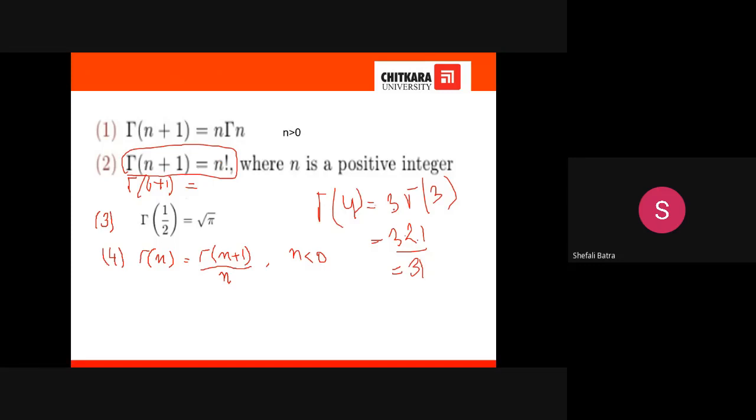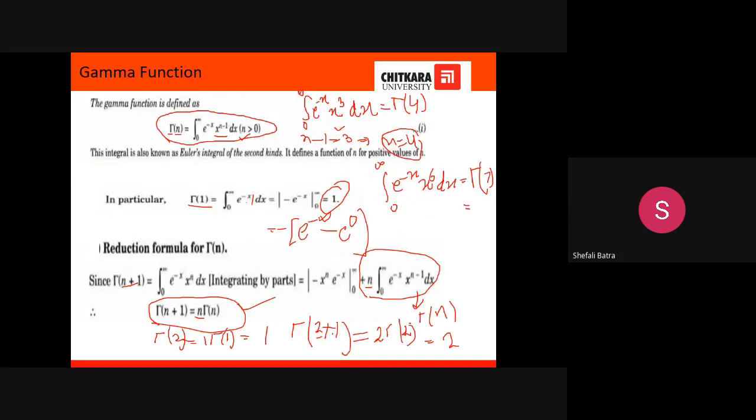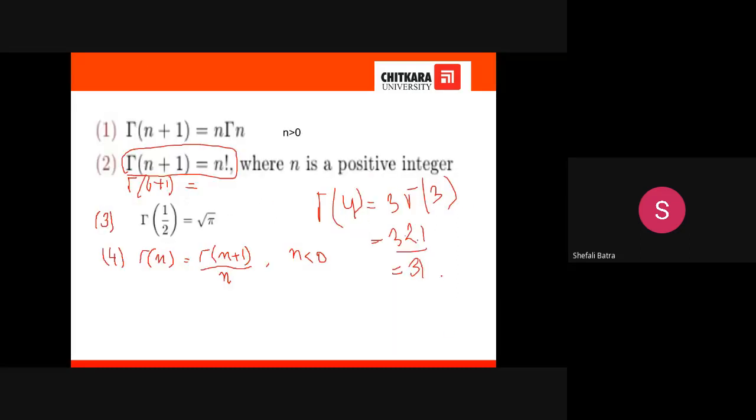I have told you here, na, gamma 4 is equal to what? 3 gamma 3. And you have told me gamma 3 is what? 2 plus 1 is 3, na, gamma 3 is equal to 2. So 3 into 2 into 1, it becomes 3 factorial. Similarly, if I'm asking you gamma 5, it would become 4 into gamma 4. Gamma 4 you have evaluated as 3 factorial. So it is 4 into 3 factorial, that is equal to 4 factorial. So you need to remember this relation, gamma n plus 1 is equal to n factorial if n is a positive integer. So gamma 7 would be equal to 6 factorial.